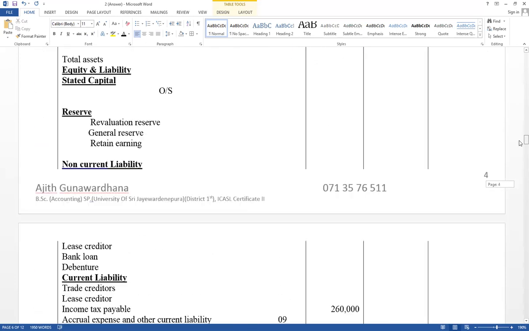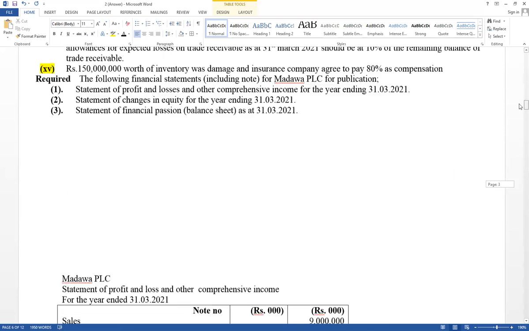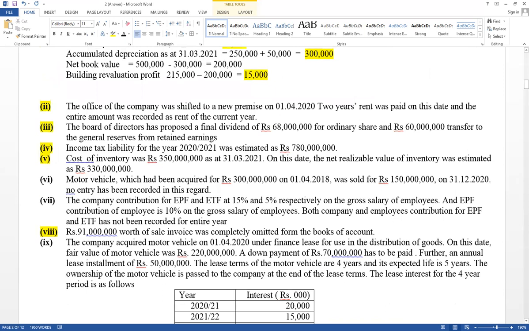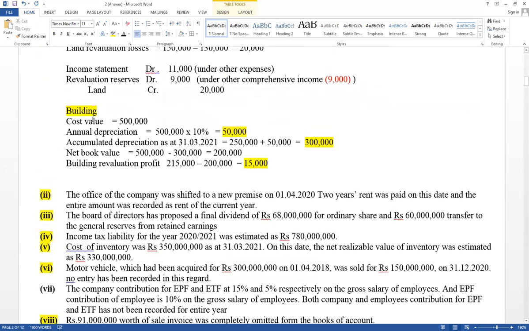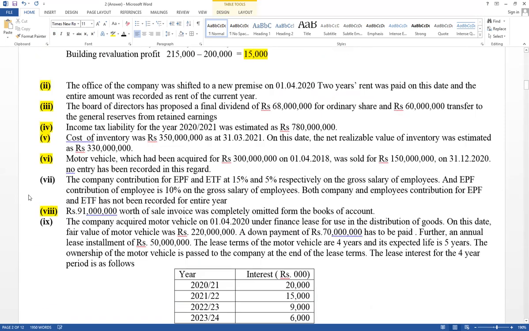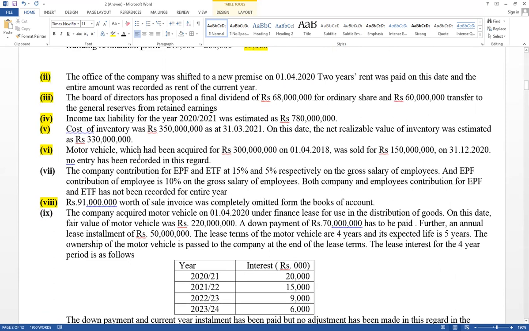It has given a disposal adjustment relevant for motor vehicle. See adjustment number 6, relevant for disposal adjustment. Revaluation adjustment I have discussed. Think about additional 6. A motor vehicle which had been acquired for 300,000 on 1st April 2018 was sold for 150,000 on 31st December 2020. No entry has been recorded in this regard.